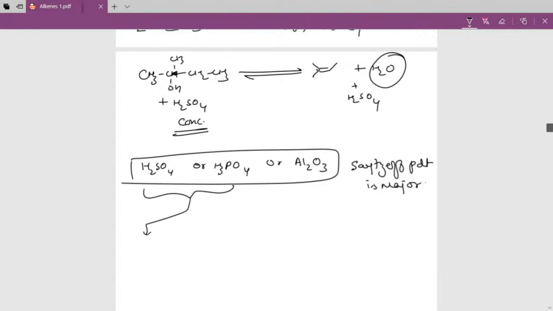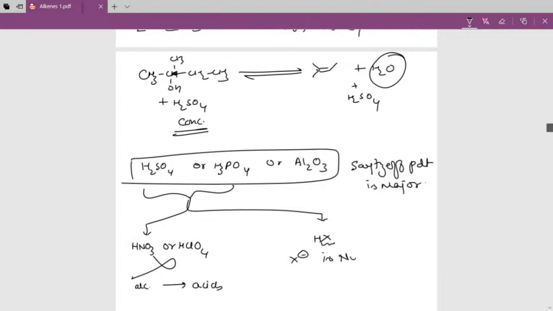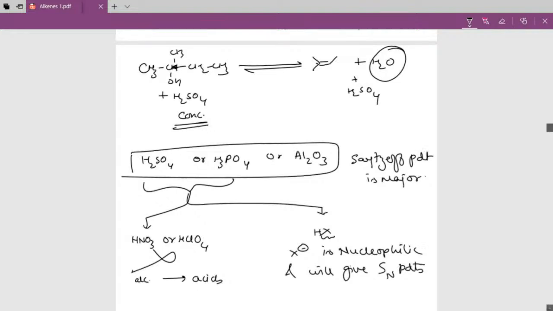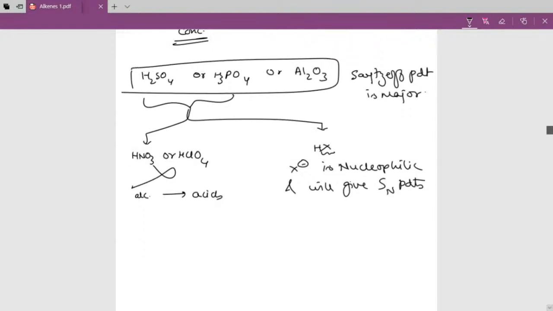What are my choices? If I go for other acids which are oxidizing, like HNO3 or HClO4, no, big no, because they will oxidize our alcohol to acids, which is not what we were trying for. If I use HX, then the conjugate X minus is nucleophilic and will give SN products as major products. So I am not at liberty to use any acid I feel like. I have a limited choice.